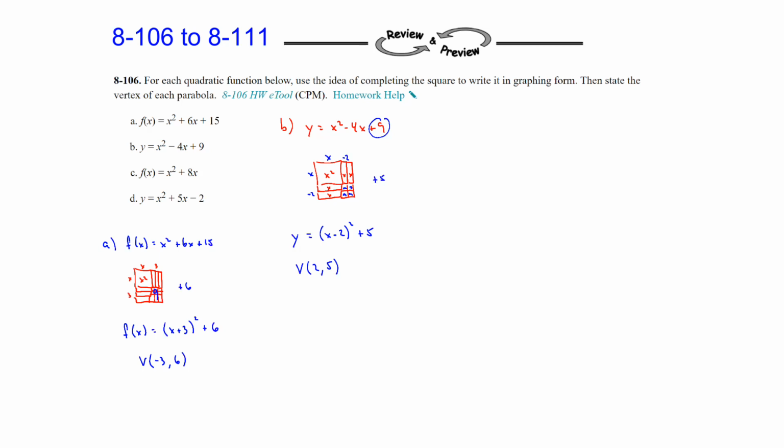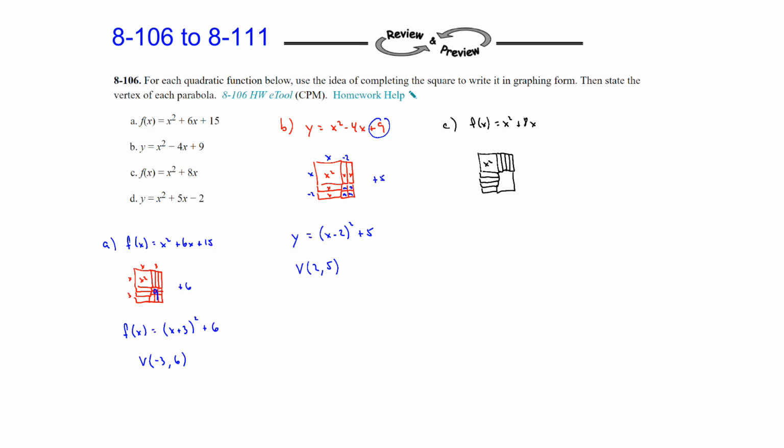Alright, let's move on to C. Now C on this one, it looks like we are missing the constant term, which is okay. So x squared plus 8x, once again, to maybe help you with the visual here. So you have your x squared, and then you have 8 x tiles. So you can add 4 on this side, because we're going to split them up, because we got to create a square, and then 4 on this side.